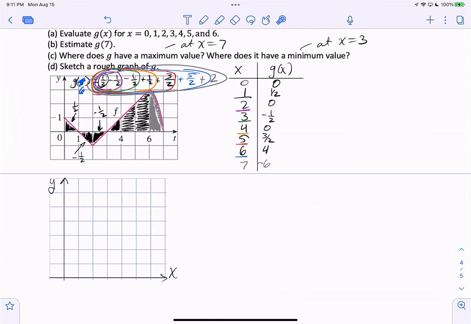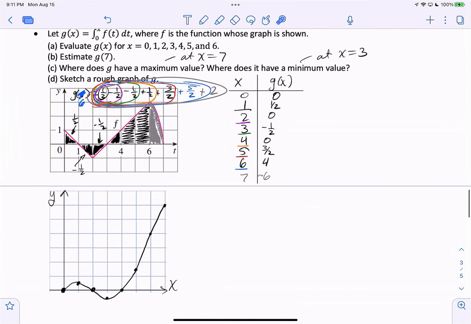All right, I have my grid here, and for some reason folks find this to be difficult. Forget everything that just happened. Look over here. We have a bunch of points: 0, 0, then 1, 1/2, and so on. Now we connect these with a nice smooth curve. Why does the curve need to be smooth? Because according to the fundamental theorem of calculus, g is differentiable. And there we are.